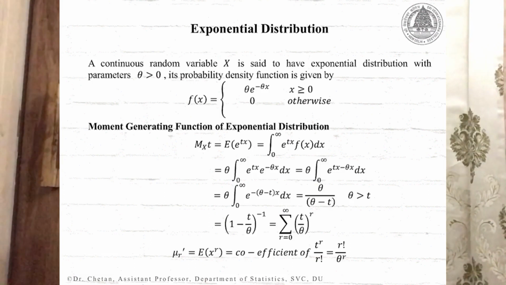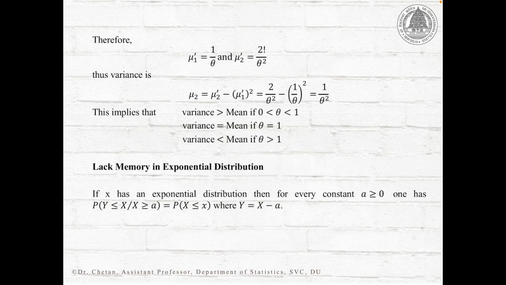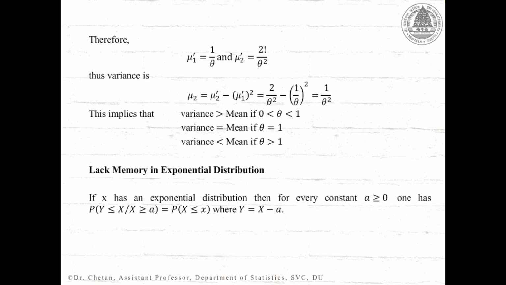The value of the rth moment is equal to the expected value of x raised to the power r, which is equal to the coefficient of t raised to the power r divided by r factorial, and that value is equal to r factorial divided by theta raised to the power r. Therefore, we get mu1 dash equal to 1 upon theta, and mu2 dash equal to 2 factorial divided by theta square.